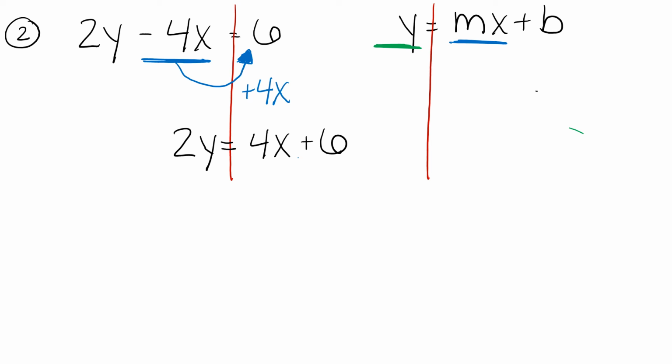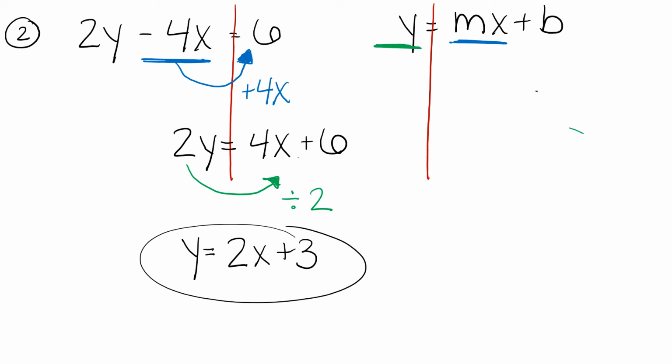Our equation is 2y. The 2 and the y side by side mean multiply. So when we move the 2, we do the opposite. We divide by 2. When we divide by 2, 4 divided by 2 is 2. 6 divided by 2 is 3. Now our equation is in y equals mx plus b form, slope-intercept form.